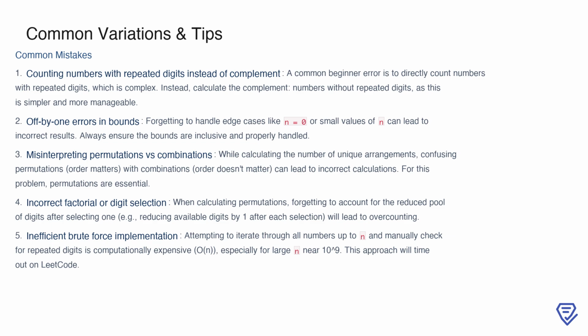Another frequent mistake is overlooking the reduced pool of digits when calculating permutations. For example, after selecting one digit, the available choices decrease, so failing to adjust for this will result in overcounting.